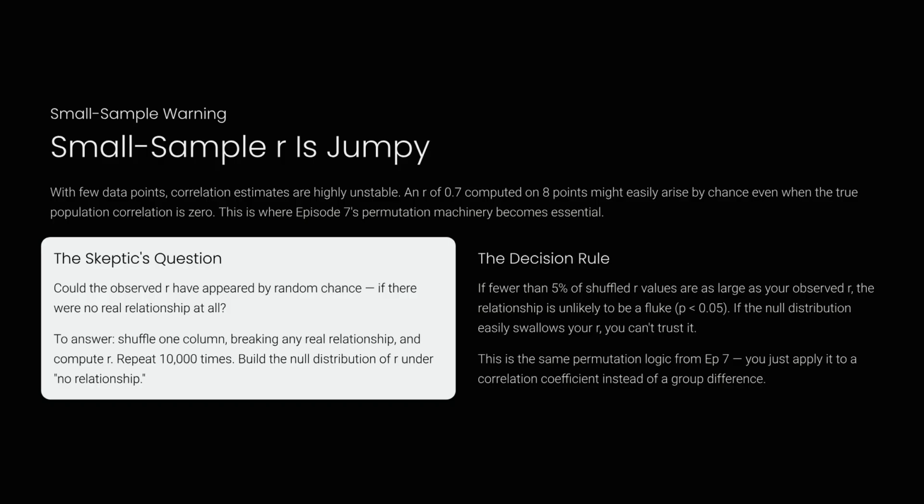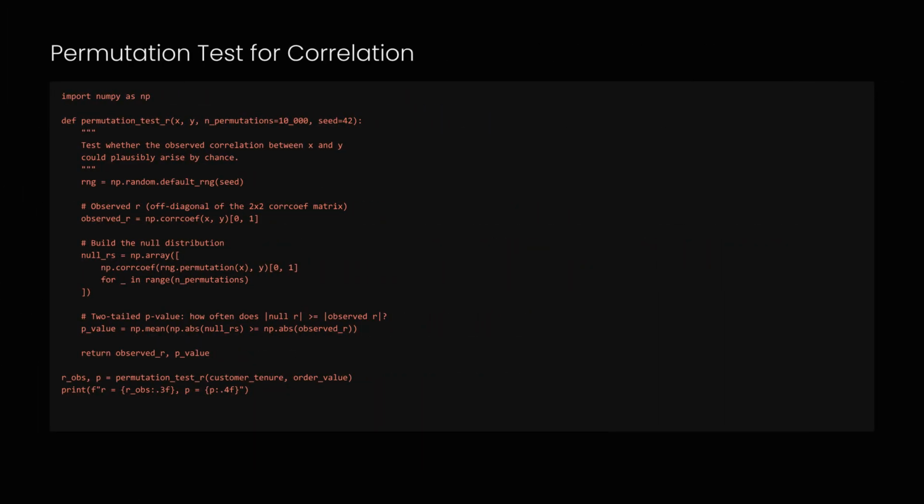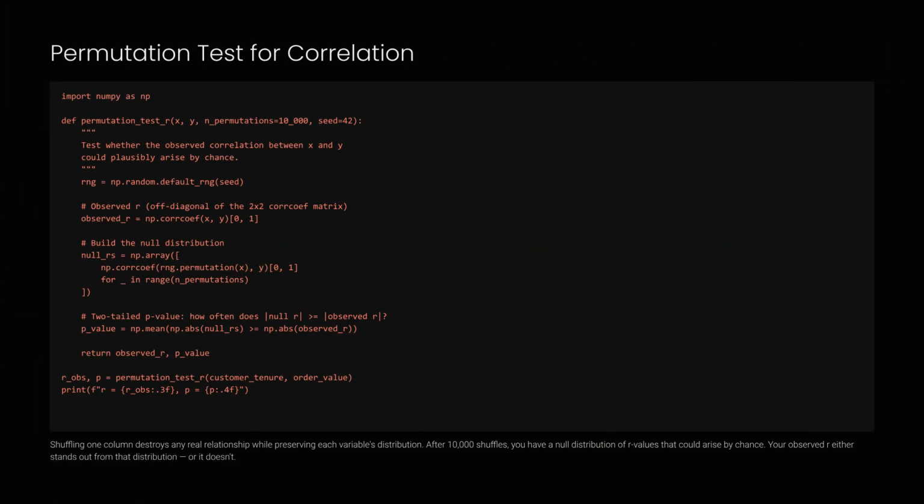When you have small samples, correlation estimates can be jumpy and unstable. An observed R of 0.7 from just 8 data points could easily happen by pure chance. To address this, we use the permutation test. By shuffling one column of data, we destroy any real relationship while keeping the distributions intact, allowing us to build a null distribution of R values.